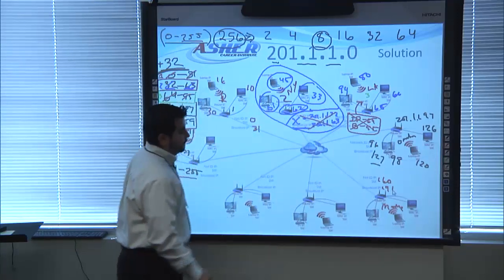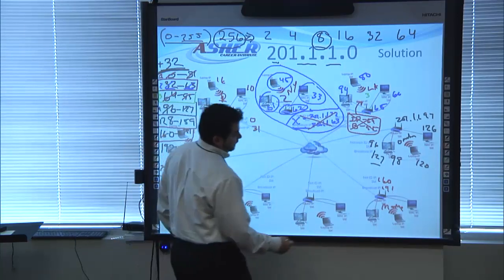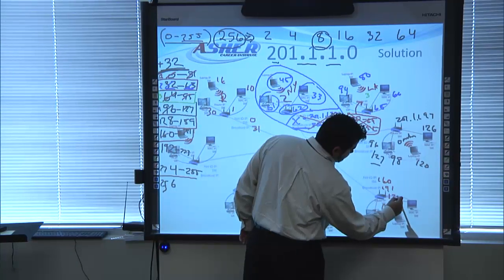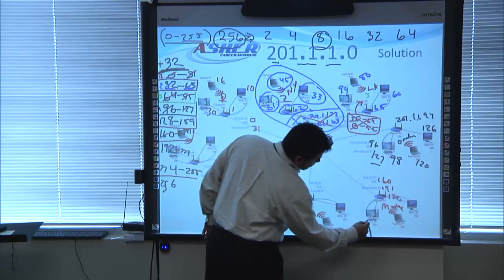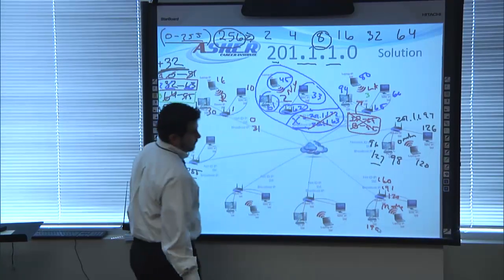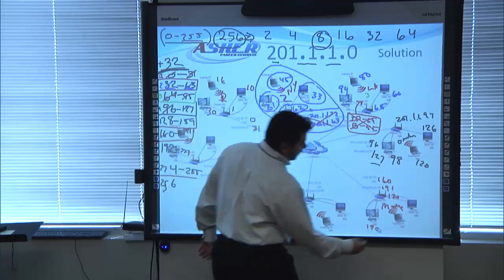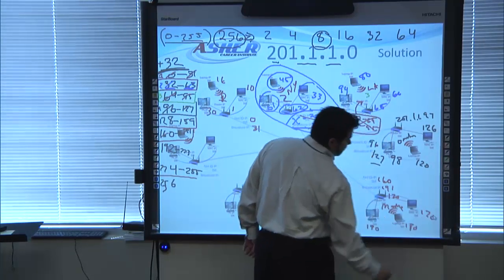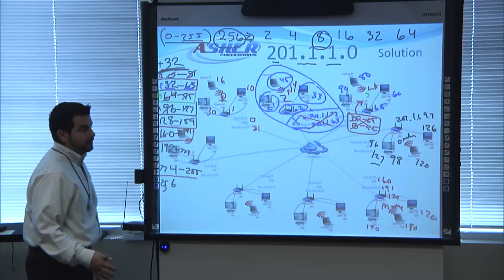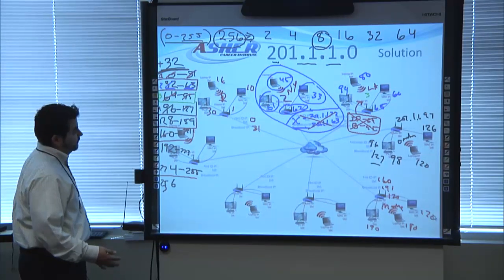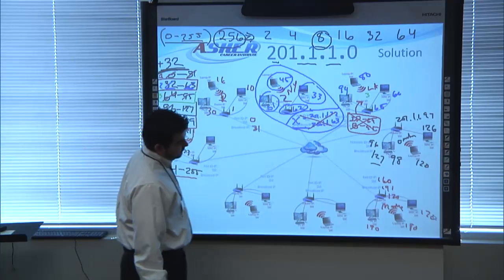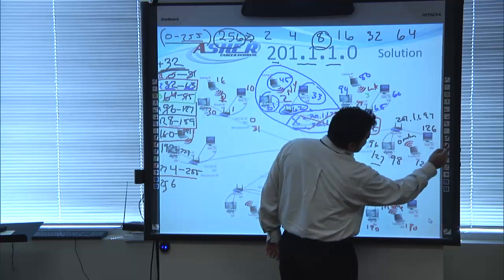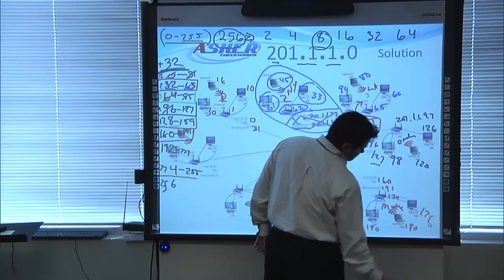What would the router get? 170. Okay. Can this computer be 190? Can this computer be 180? Yes. Can this computer be 170? No. Why not? Because I already have another computer with 170, the router. You caught that. I didn't even see that the router was 170. So can it be 171?